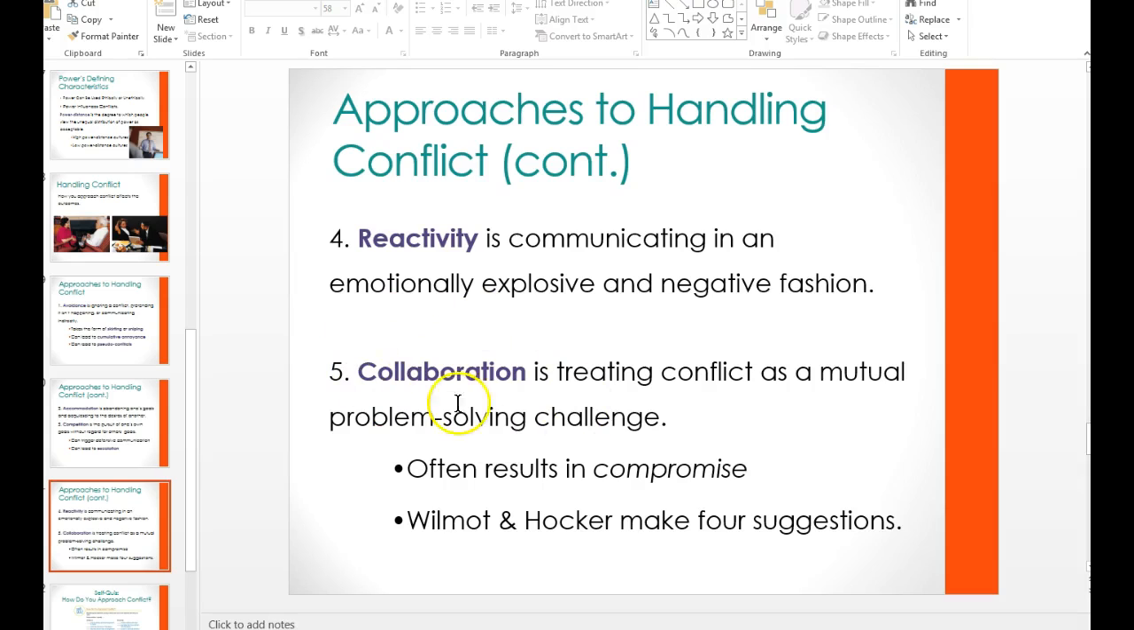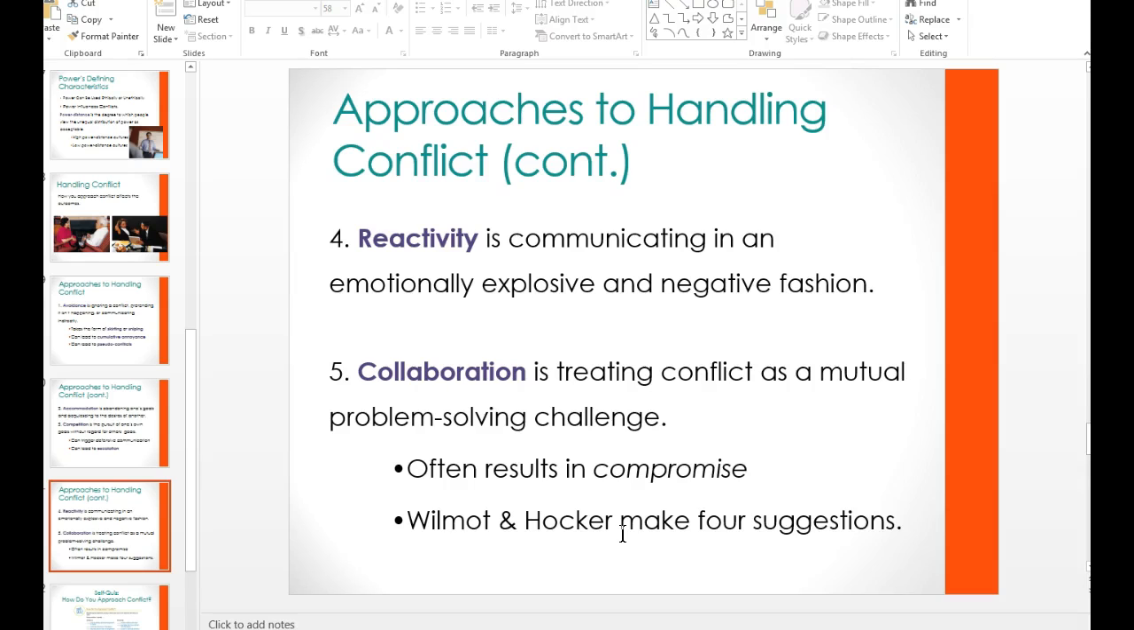Collaboration is probably the best way to handle conflict. It's a mutual problem-solving challenge. It often results in a compromise, and often results in more explanations of what the situation is. On page 258 at the bottom, they talk about Wilmot and Hocker's 4 suggestions to handling conflict.